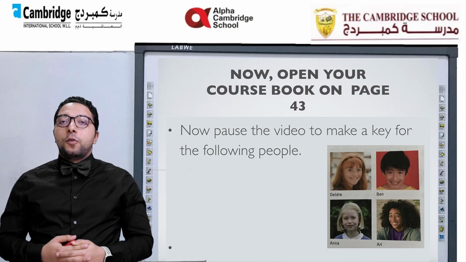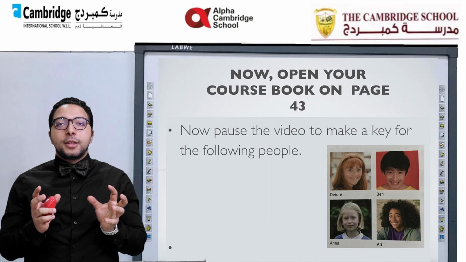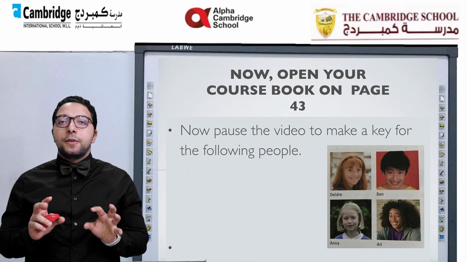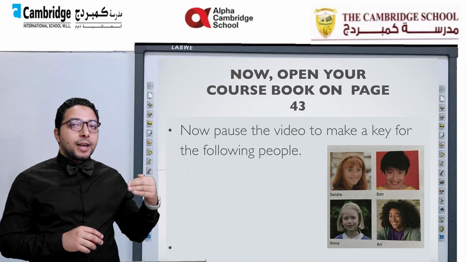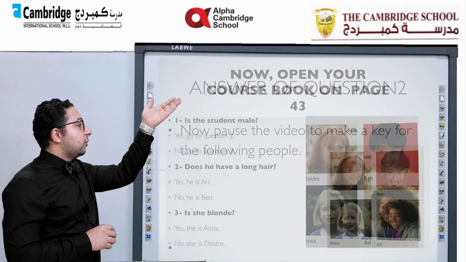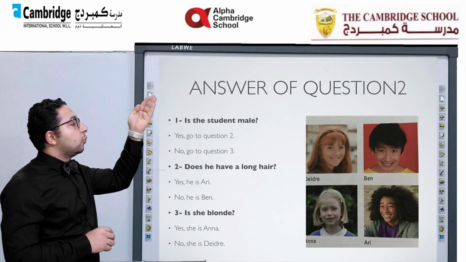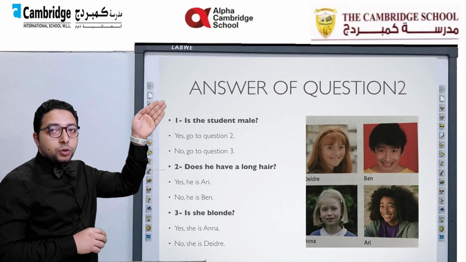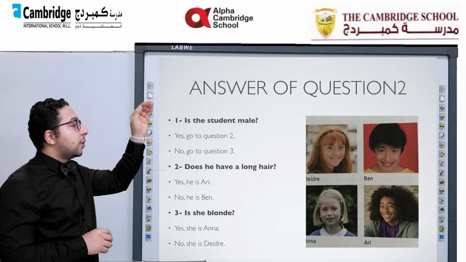Okay guys, time is over. As we have discussed earlier, we're going to find the names, or a certain key to put these names apart. We're starting with the first question as it's found in the course book. Is the student male or female? If the student is male, we need to go to question 2. If the student is not male, we need to go to question 3.